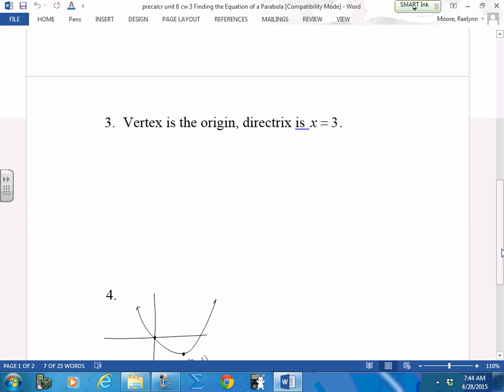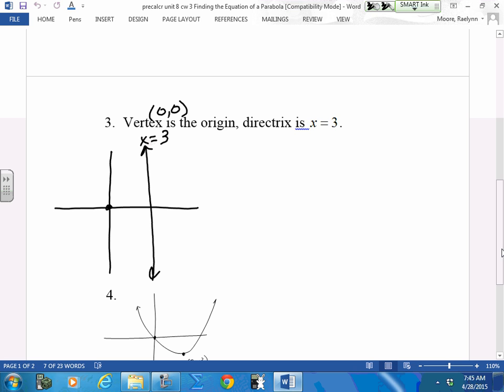Here's one using a vertex. Now you don't know until you sketch if you have an x squared or a y squared. So my vertex is the origin, and my directrix is x is equal to 3. There's my origin. There's my x is equal to 3. Which way is my parabola going to go? To the left. It can't cut through the directrix, right? It encompasses the focus but cannot cut through that directrix. My focus would be here. Here's my vertex.